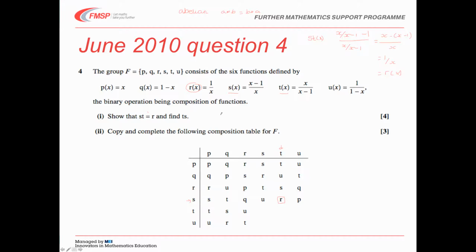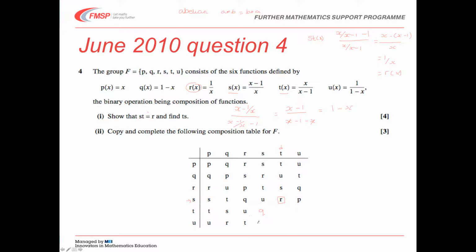So anyway, let's look at TS. So now we're starting with S and putting that into T. So we're going to get X minus 1 over X over X minus 1 over X minus 1. So multiply it by X, we get X minus 1 over X minus 1 minus X. And that's going to give us a minus 1 on the bottom. So that's going to change the top into 1 minus X, which is Q. So TS is Q. We can put that into our table.